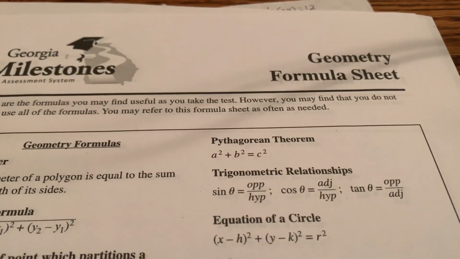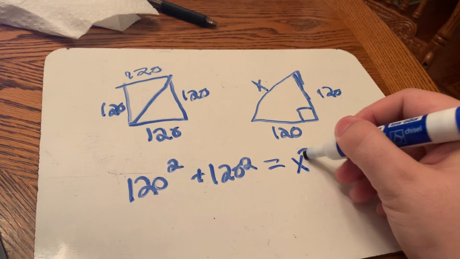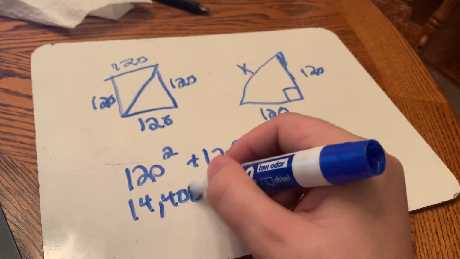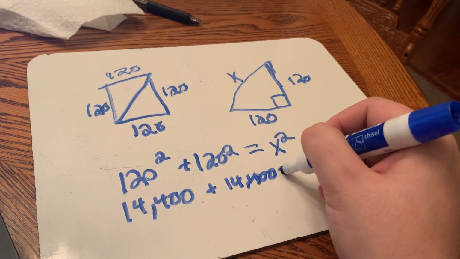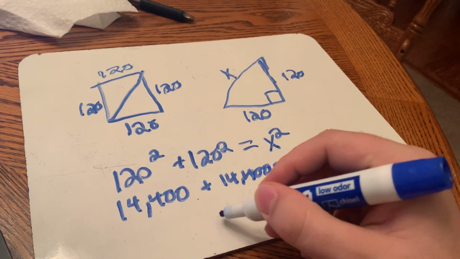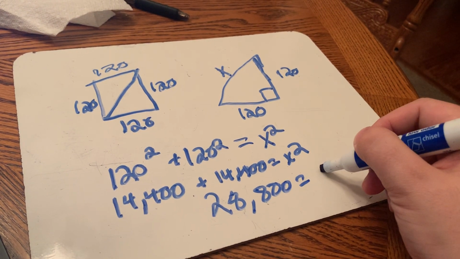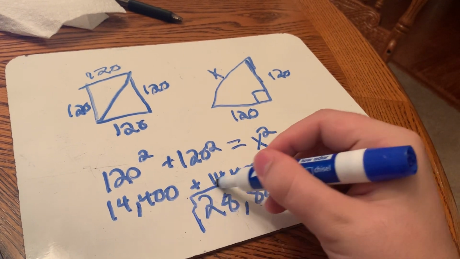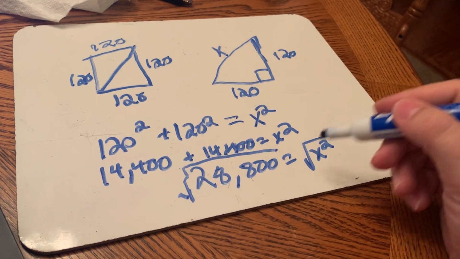Again, if you don't remember the Pythagorean formula, Pythagorean theorem is right there on top of your formula sheet, equals x squared. It's going to give me, again, you can punch that in your calculator, but I know what it's going to give me. 14,400 plus 14,400, which is going to be 28,800 equals x squared. Square root both sides. Some of y'all, depending on your calculator, might get this to show up as 120 times the square root of 2.